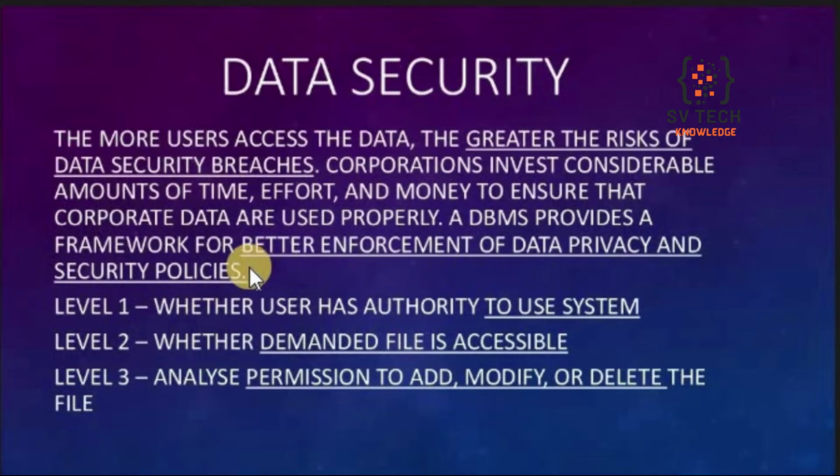Suppose here it takes three levels of security. In level 1, it checks whether the user or the person is authorized to that system. In the second level, it checks whether the person is authorized to access that file or not. In the third phase, it analyzes whether you have the permissions to add, modify, or delete the file. Like this, three levels of data security will be provided by the database management system.